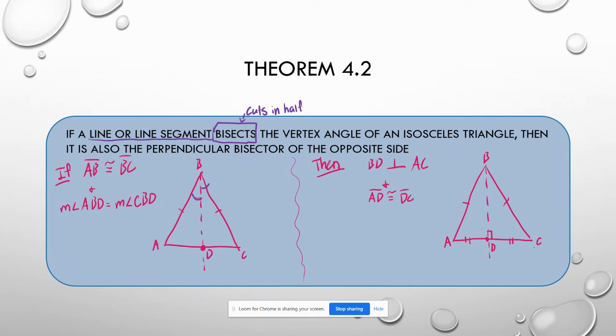If that all is true, then our dashed line is also the perpendicular bisector of the opposite side. So if all of this holds, that means that this dashed line is perpendicular to the base. That's why we've got this nice little box right here that tells us that this is a right angle, because that's what perpendicular means. And then bisector, again, means it cuts it in half. So that means AD is congruent to DC.